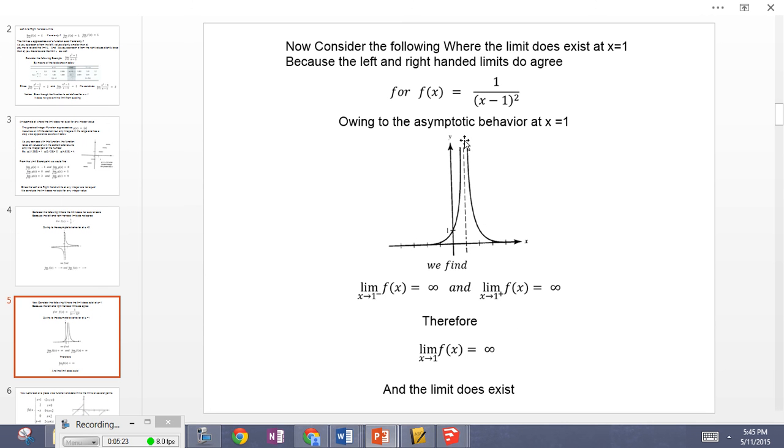Here, owing to the asymptotic behavior of this function, and it's being squared, okay? Yes, we still have an asymptote at 1, but the left and the right side both crunch in on positive infinity. Therefore, the limit does exist and is infinity, okay?